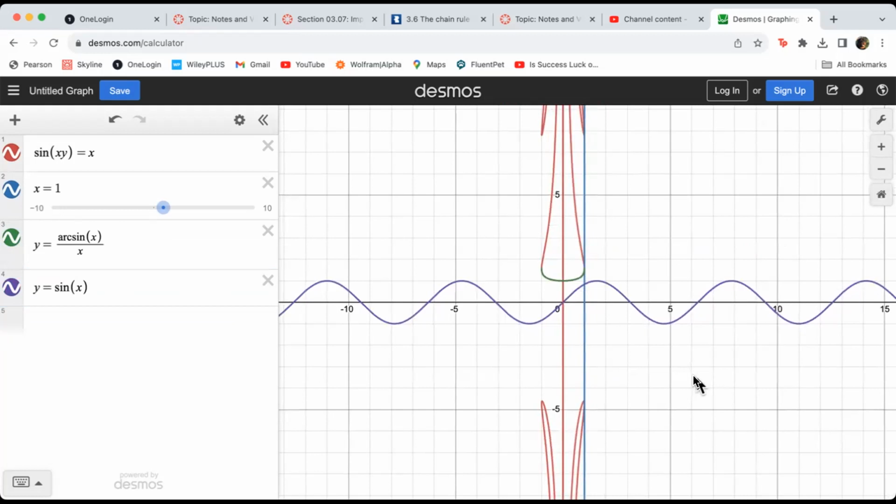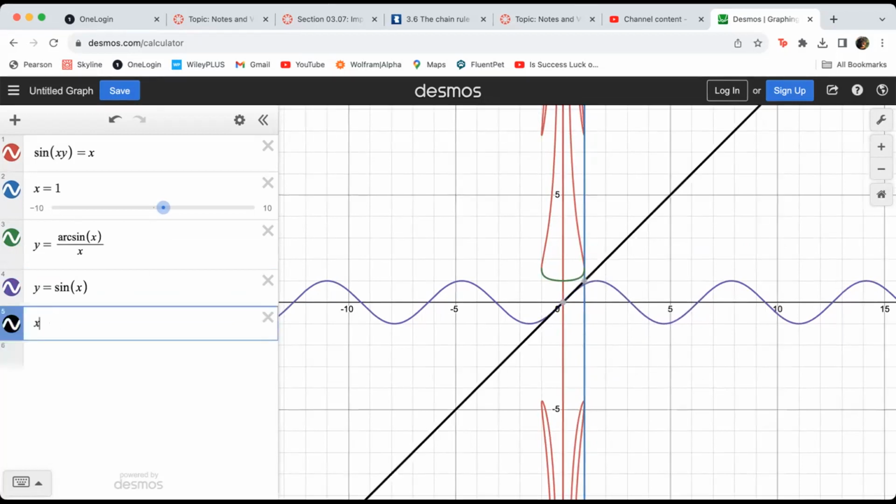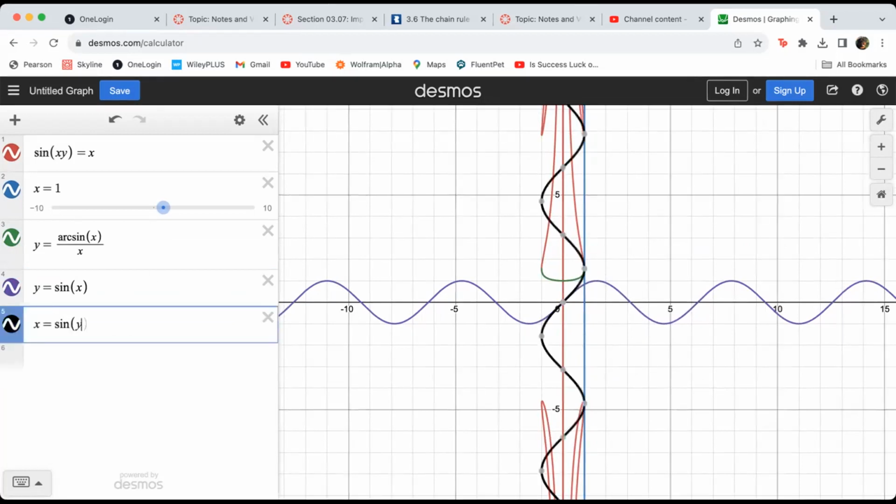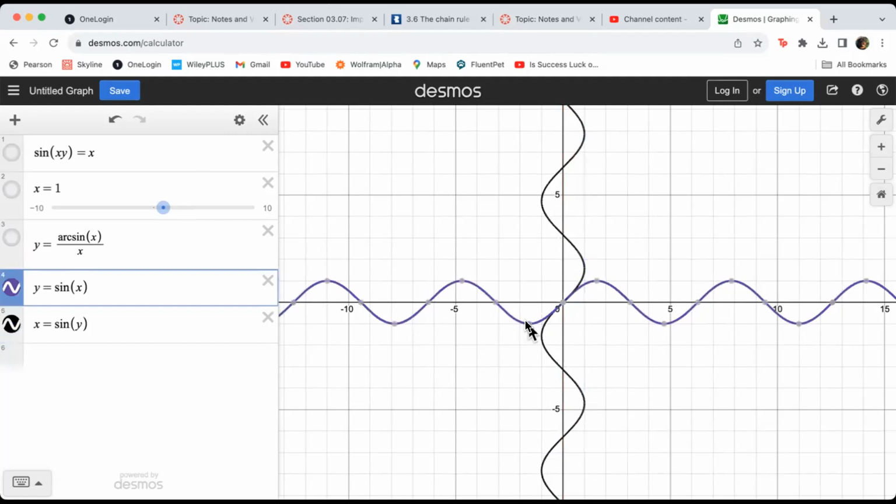There's too many solutions to invert this. Because when we invert it, let me turn these off. This is getting noisy. When we invert it, we get not a function. So to make this a function, we have to restrict the inputs. So we only look at sine of x between negative pi over 2 to pi over 2.